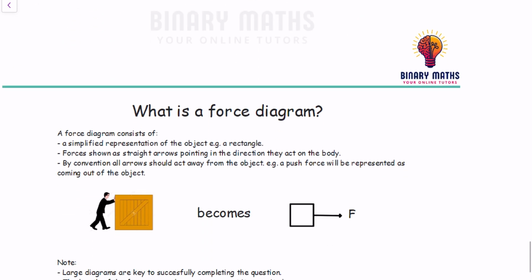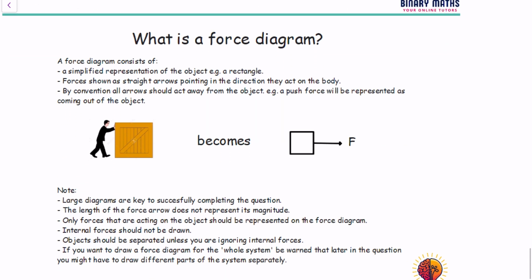Okay. So what is a force diagram? In this topic we learned about force diagrams. It consists of a simplified representation of the object. So draw it as simply as you can. Forces are shown as straight arrows pointing in the direction they act on the body. By convention, all arrows shown act away from the object, e.g. a push force will be represented as coming out of the box. So like this. Note, large diagrams are key, so always draw large diagrams to complete the question.